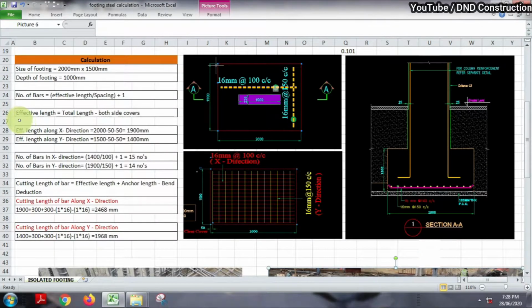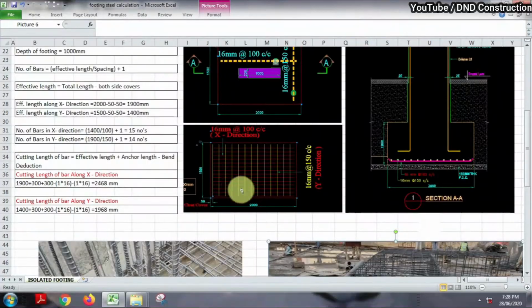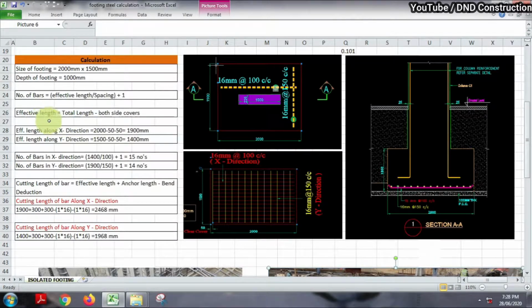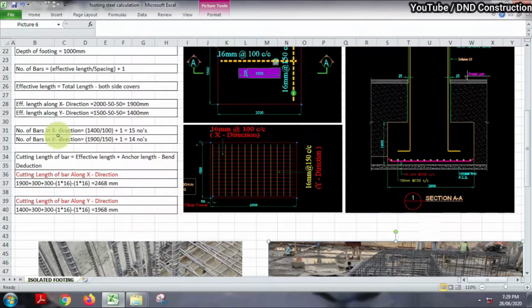First we will see the effective length. Effective length is total length minus both side covers. As you know, in a footing or any RCC structure, we provide cover to protect our steel. If we consider the effective length along the x-axis, our clear cover is 15 mm on one side, and after 50 mm we start placing our bars.